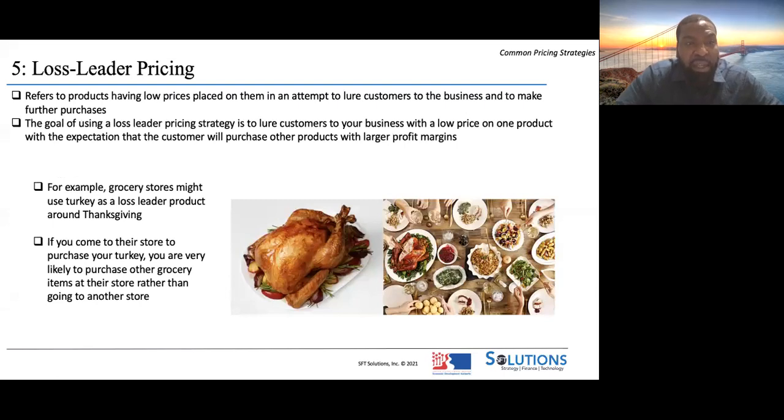And the next thing we're going to talk about is loss leader pricing. So loss leader pricing is when you offer kind of a hook to a consumer to get them in the store or on your platform, knowing that even though you didn't make any money on that first good, they're going to buy other things and you're going to be able to make money on those goods.